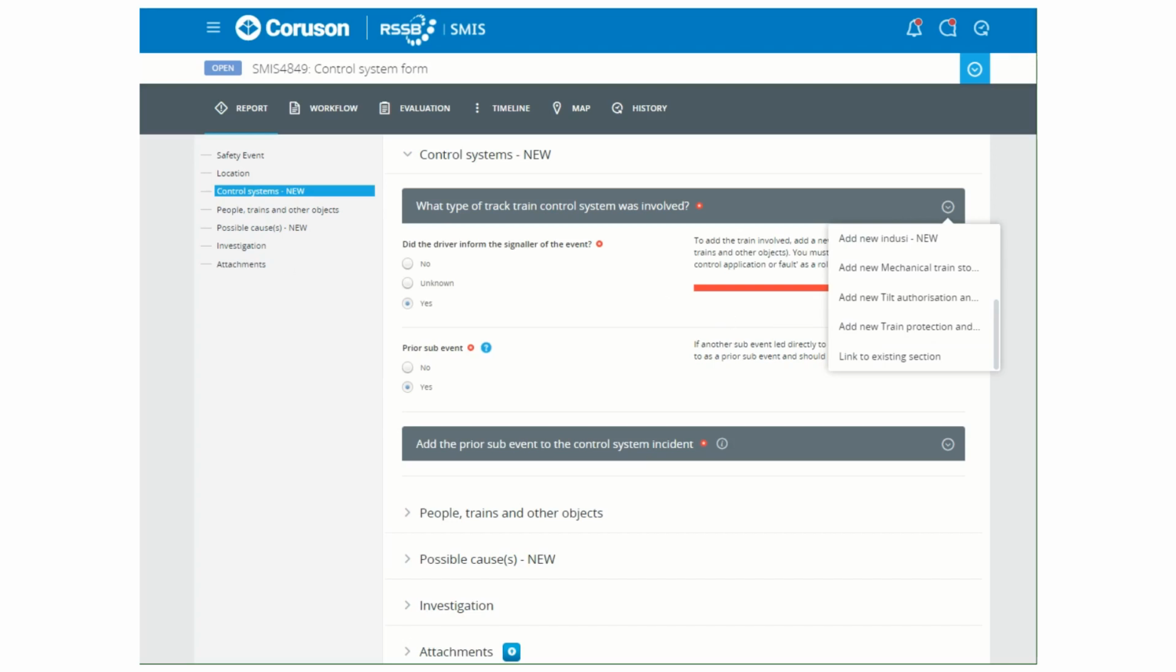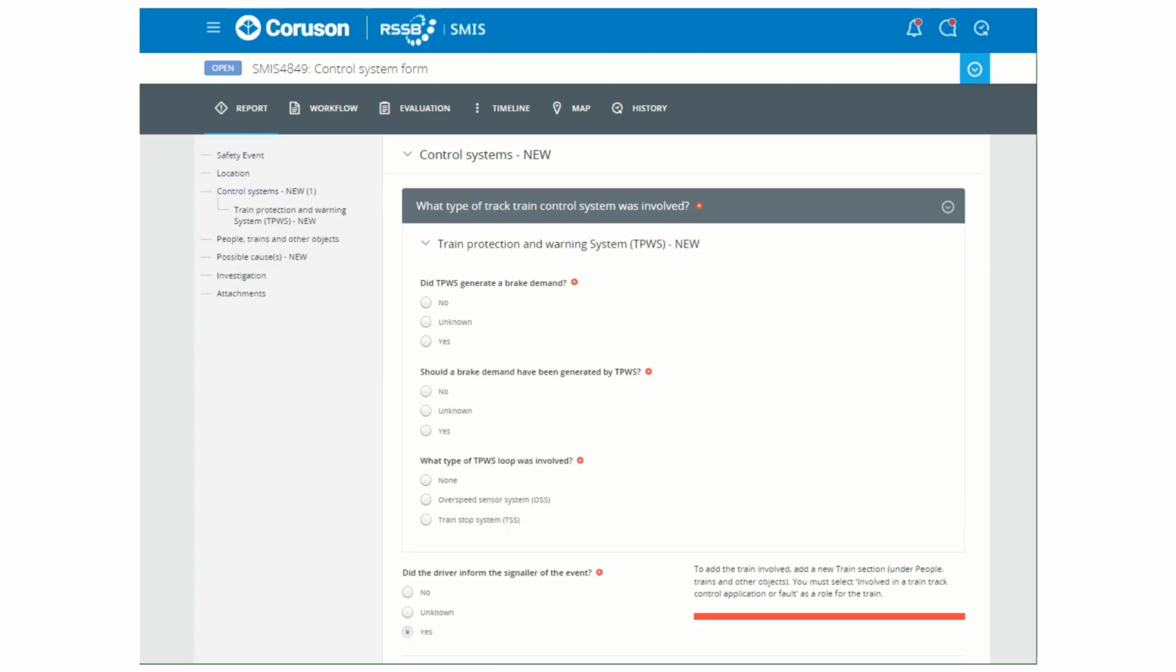For this example, let's take the scenario. The driver of a train had a train protection and warning system, TPWS, overspeed activation approaching a 60 mph permanent speed restriction. Let's go ahead and add the train protection and warning system via the section repeater. You will now be asked some specific questions tailored to TPWS.